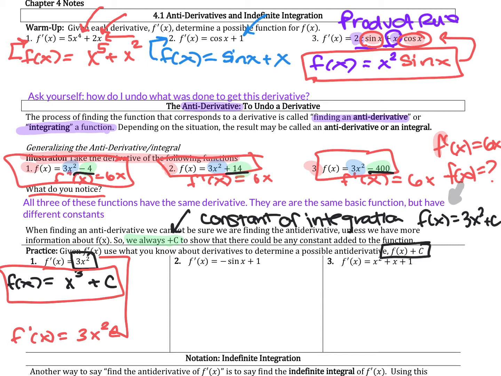3x squared. So go ahead and pause the video and try and work through numbers 2 and 3 on your own, and then unpause the video and see how you did.